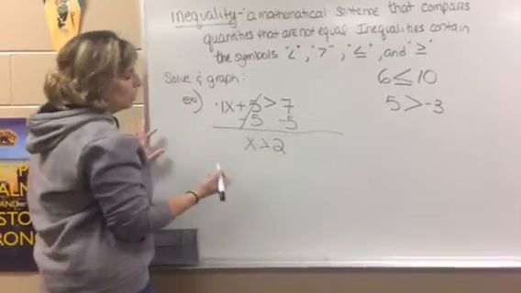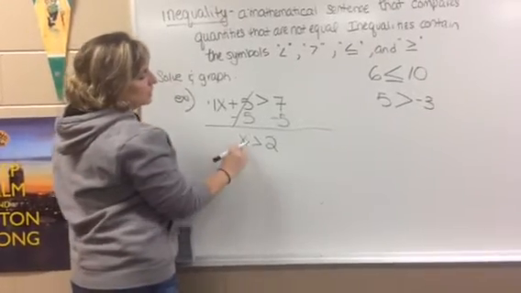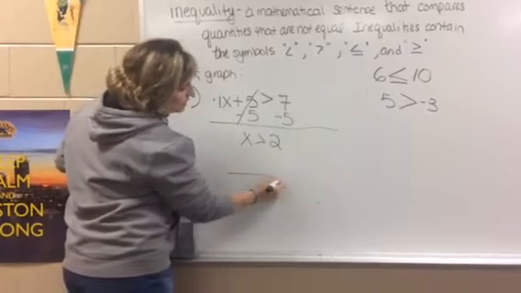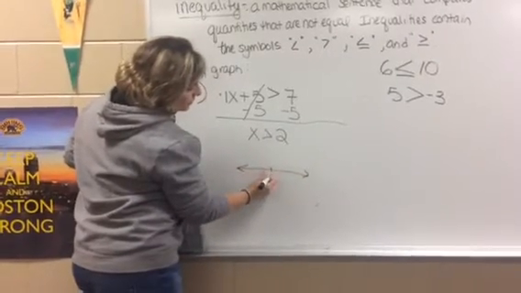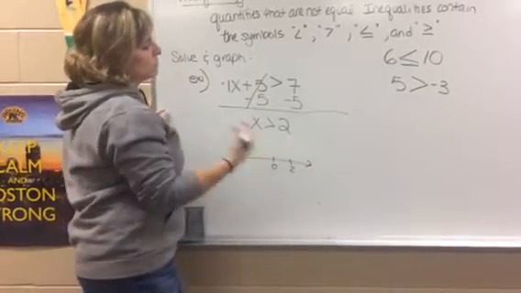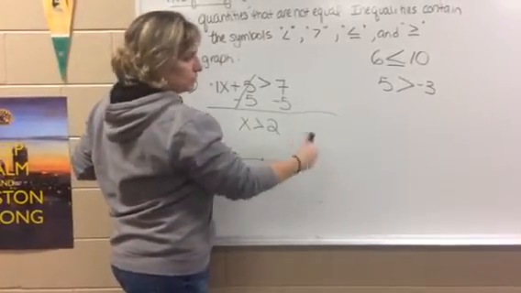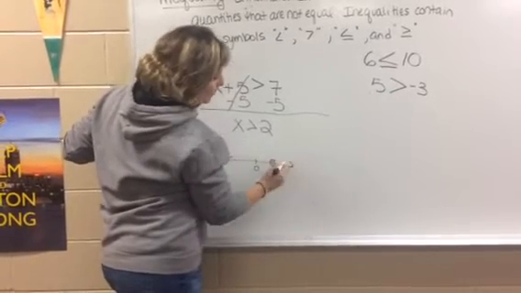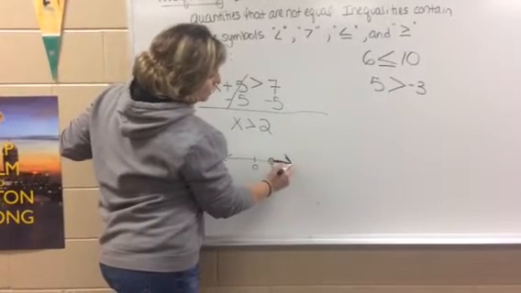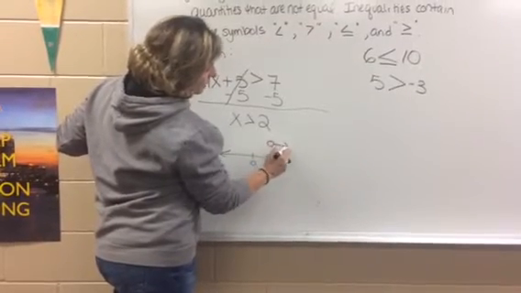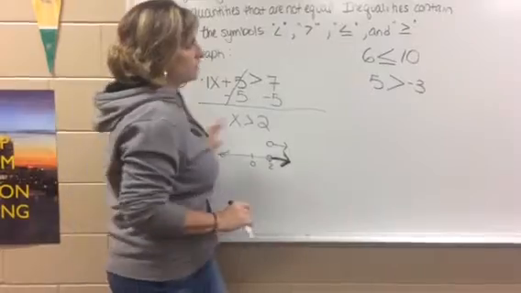Okay, so how do I graph this? This tells me that x is greater than 2. That means on my number line, if 0 was here, 2 would be here. It's not equal to 2, but it's greater than 2. That means it can be 3, 4, 5, 6, 7. So it's all the numbers that are greater than 2, which is this way. So if you want to color it in when you graph like that, or you can color it in like this with an open circle at 2.